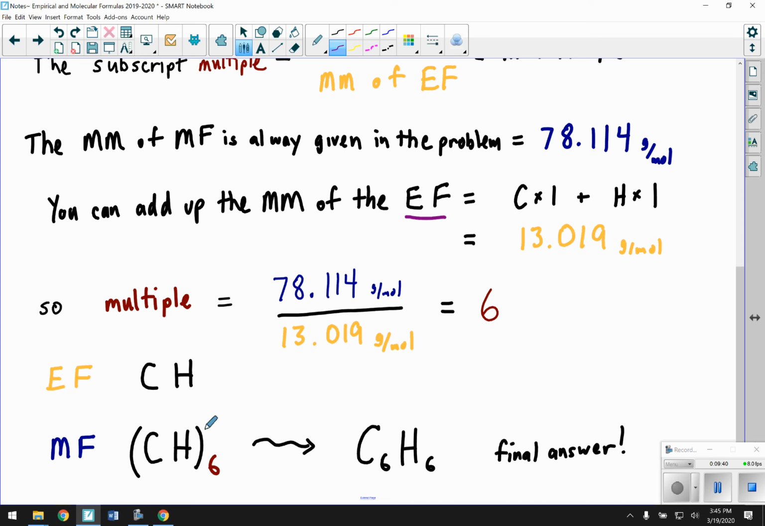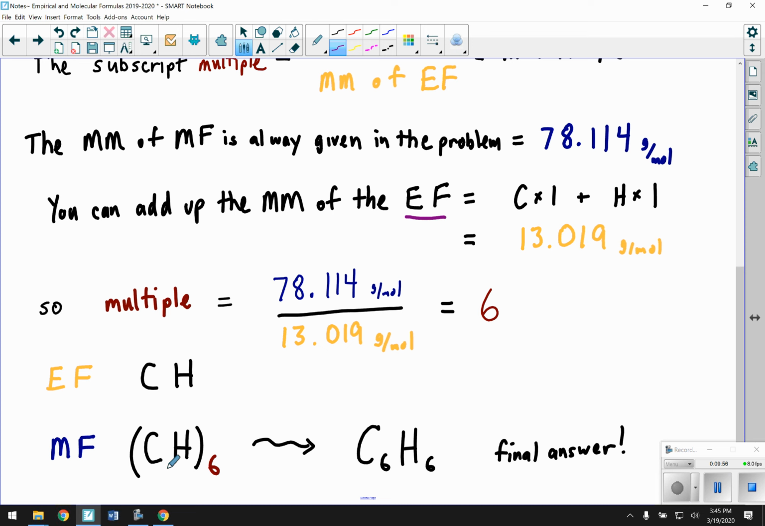And so that means I'm going to take each subscript in my empirical formula and multiply it by 6. And so I get C6H6. And that is the final answer.